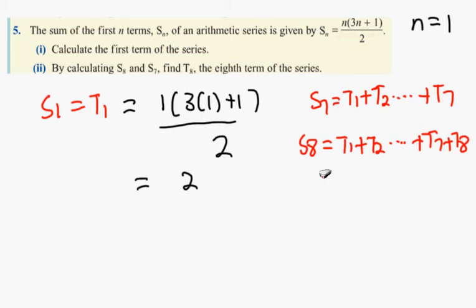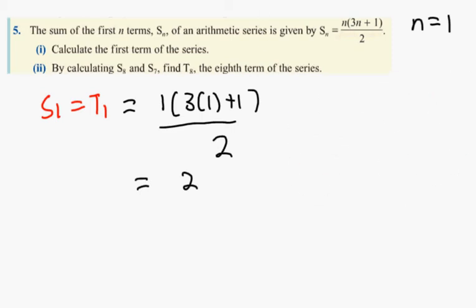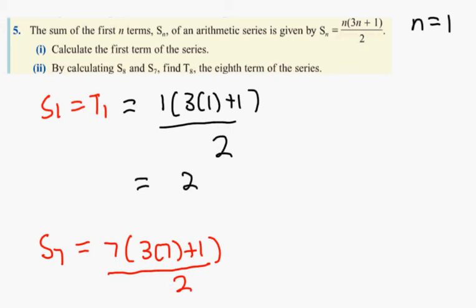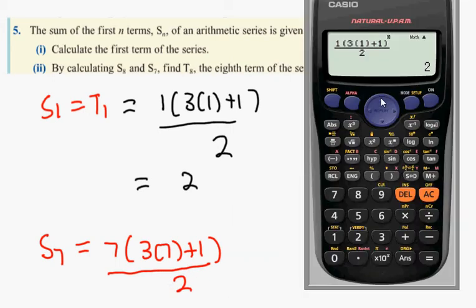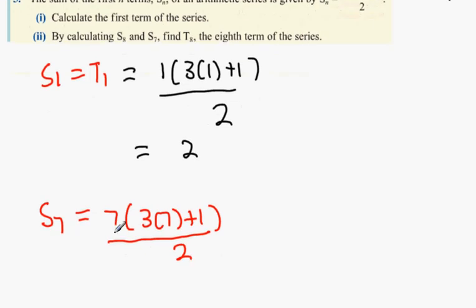Okay? So all we gotta do is replace n with 7 for the first one. So S7 equals 7(3 times 7 plus 1) all over 2. Then all we gotta do is once again put it in the calculator. So what we should get is 7(3 times 7 plus 1) divided by 2, and you get 77. So S7 equals 77.